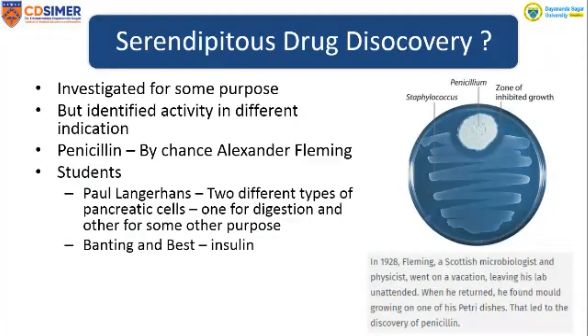Banting and Best did the work. Once it was known that insulin is available and that it treats diabetes, insulin crystals were synthesized by Banting and Best, and from there it was used for treating diabetes. That is how the great invention of treatment for diabetes happened. Initially they used crude extracts of beef pancreas, giving those through injections, and finally they were treating diabetes.